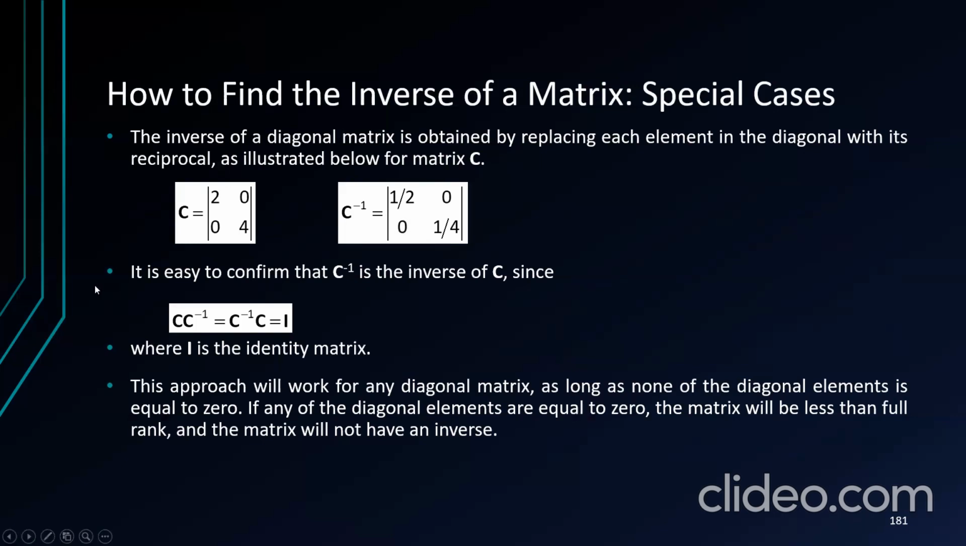Yan lang. Okay? It is easy to confirm that C negative 1 is the inverse of C, since C negative 1 C is equal to C C negative 1, which is equal to I, the identity matrix. This approach will work for any diagonal matrix as long as none of the diagonal elements is equal to 0. Walang 0 dito. If any of the diagonal elements are equal to 0, the matrix will be less than full rank and the matrix will not have an inverse. Pag may 0 kayo, none of the diagonal elements is equal to 0.